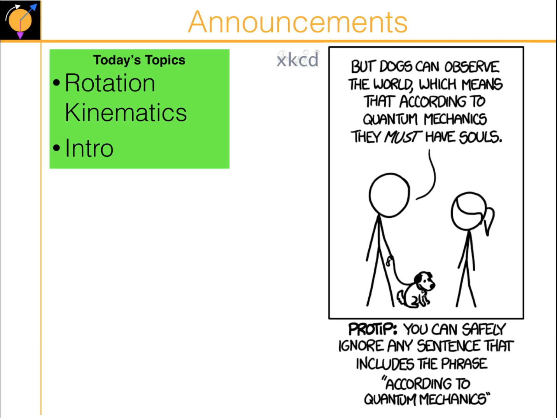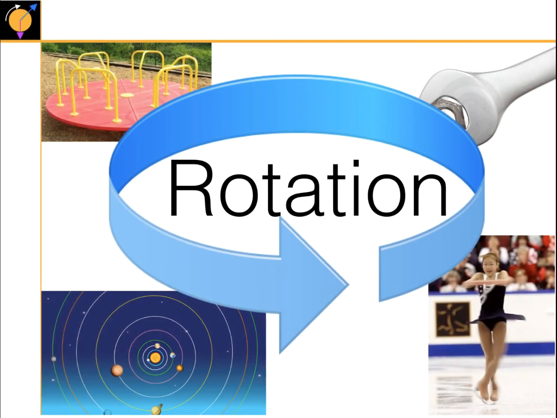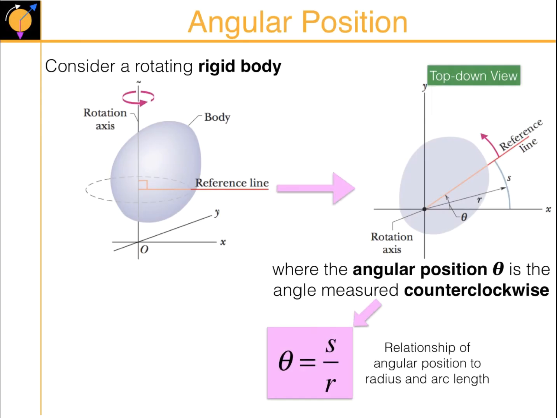Today we're going to start with rotational kinematics. We're going to look at a lot of things that we've seen before, but from the point of view of a rotating reference frame. A lot of rotating systems are important: merry-go-rounds, wrenches, figure skaters, and the solar system. Let's start with a simple example here.